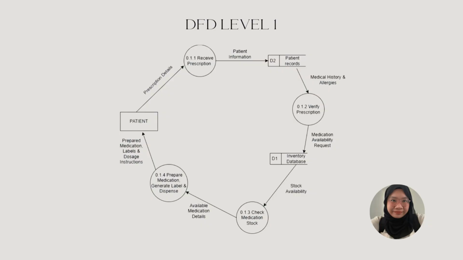Finally, once the prescription has been verified and the medication is available, the pharmacist prepares the medication, generates the medication label with the correct dosage instruction and dispenses it to the patient. As a result, the patient receives the correct medication safely and efficiently. Overall, this workflow ensures that every prescription is processed accurately, safely and efficiently from the moment it is received until the medication is dispensed to the patient.